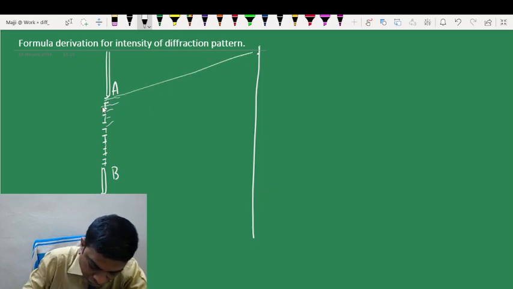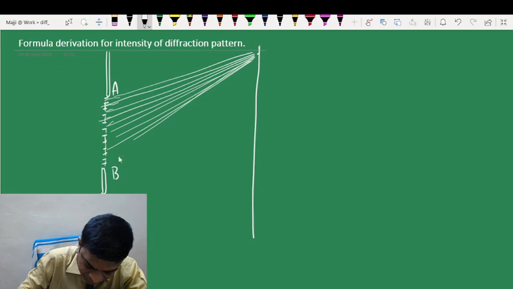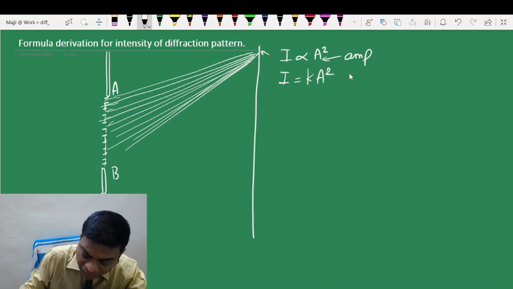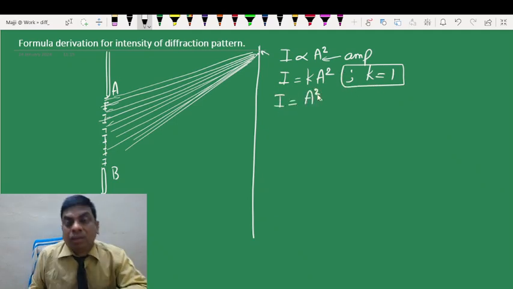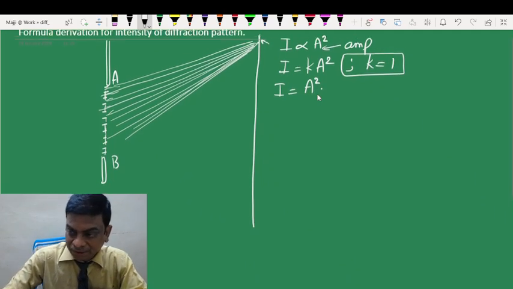Then the superposition of each secondary wavelet emerging from this is the resultant effect. Okay. Now intensity will be proportional to the square of amplitude. Please don't be confused with this. This I have written for amplitude. Okay. Now for the sake of simplicity, I am going to take k equal to 1 here. Without any problem, I can take k equal to 1 for simplicity.